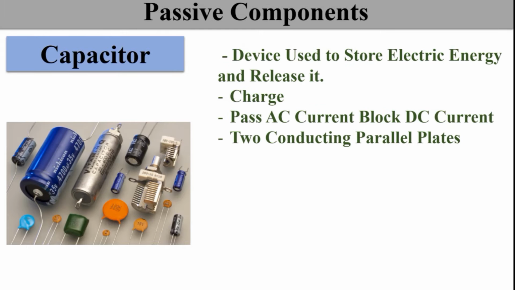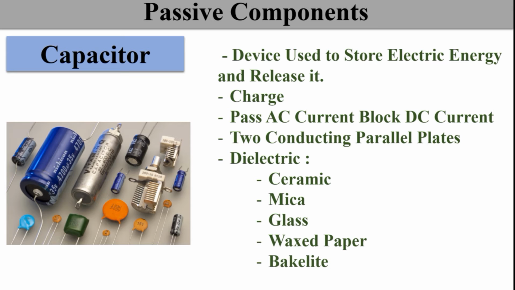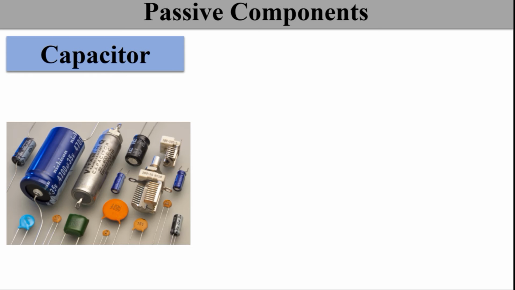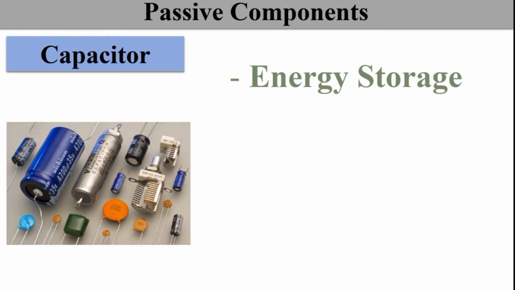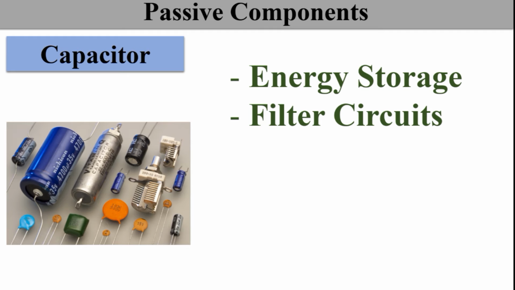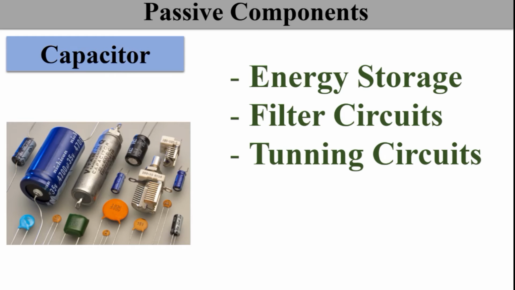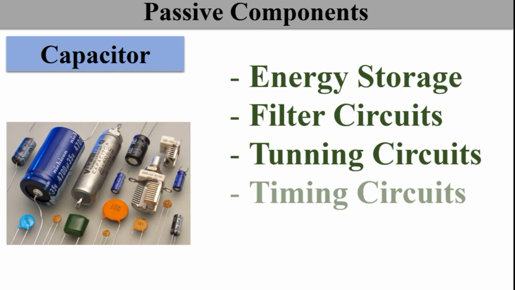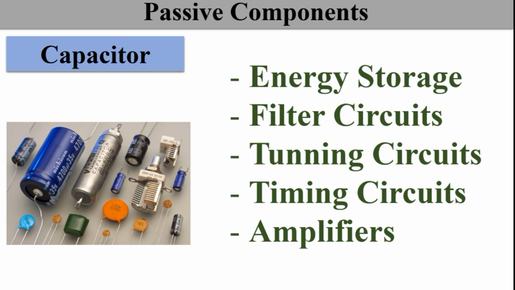Basically, it consists of two parallel plates which are separated by the dielectric, and that dielectric can be ceramic, mica, glass, wax paper and bakelite. Capacitor has so many applications. It is used for storage of energy. It is used in filter circuits to minimize the ripple voltage. It is used in the tuning circuits for selection of the frequency. It is also used in the timing circuits to select the time. It is used in the amplifiers as well.